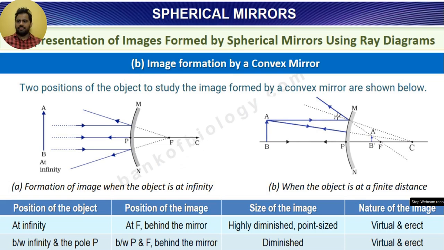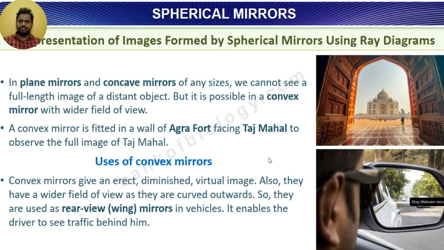Now the next case is if the object is kept between infinity and pole, somewhere between. One ray will go and hit the convex mirror and get diverged. The other ray will go obliquely and come back. When we retrace the paths of light behind, they will meet and form a very small, virtual, erect, diminished image. The image is formed between P and F, behind the mirror. So that's the understanding.